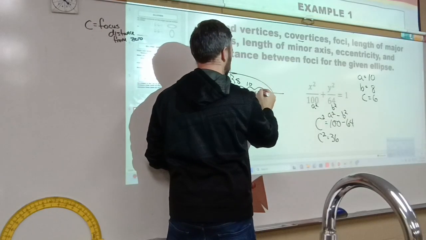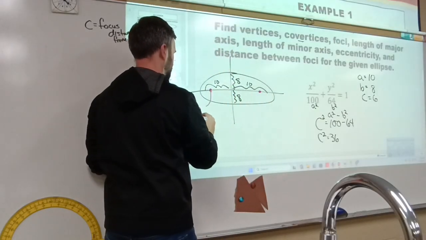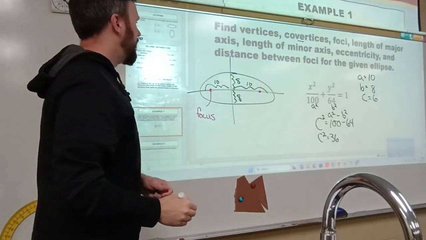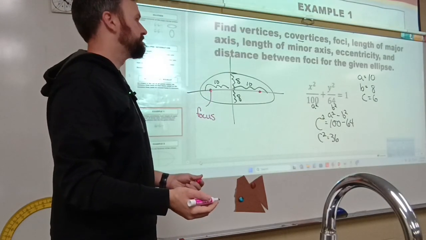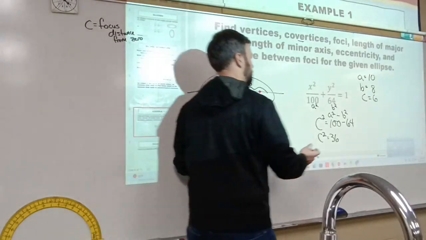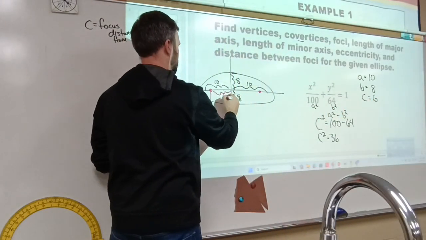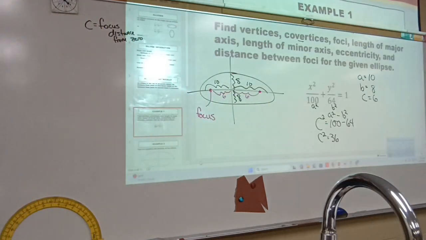All right. These are going to be my foci. Or 1 is a focus. How far away from the center is my focus? 6. Right? That's it. That'll answer every question I ever have about an ellipse.